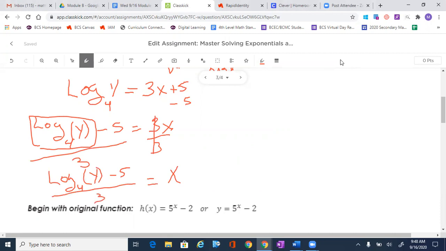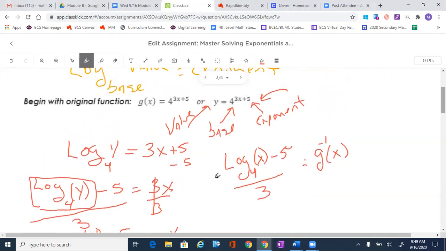And the last thing we would do is write our inverse statement, which the original was g of x. So I'm going to write g inverse of x. And I'm just going to switch around. Log base 4 of x, minus 5, over 3. Now let's go to Desmos and verify our equation for 3x plus 5 versus our logarithm for the inverse.